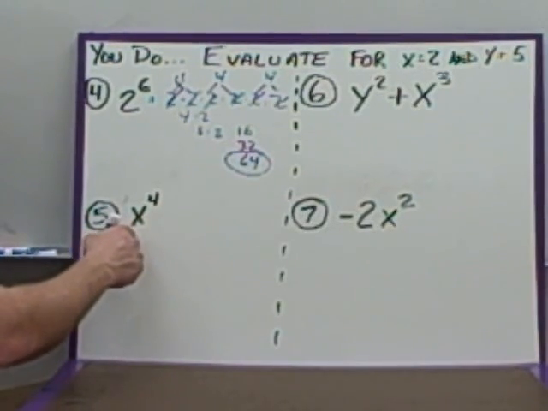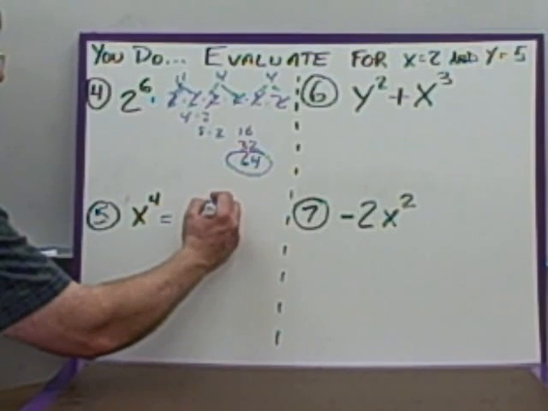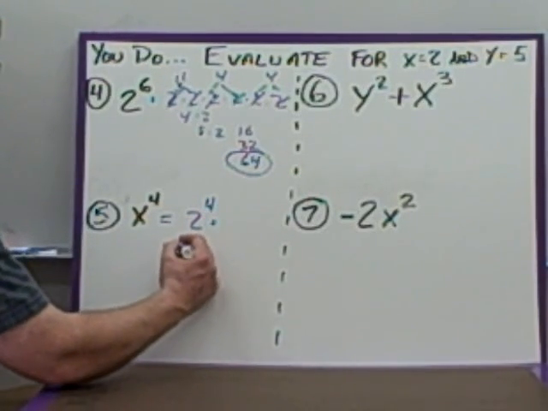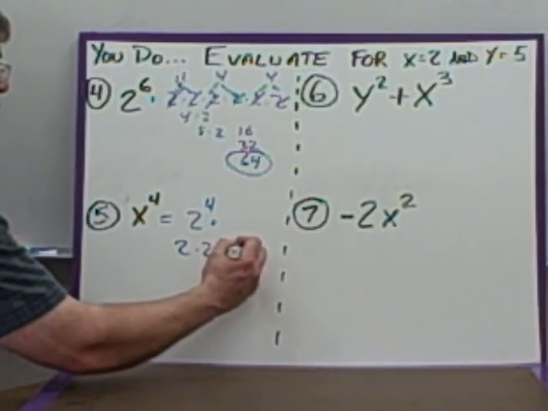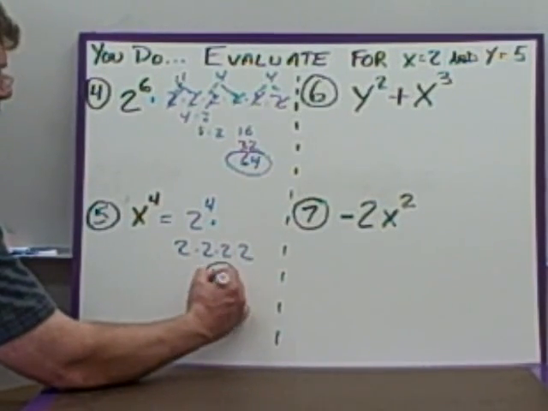Here, now I got x is 2, and we're going to the 4th power. So this becomes 2 to the 4th power, which is 2 times 2 times 2 times 2, which is 4 times 4, which is 16.